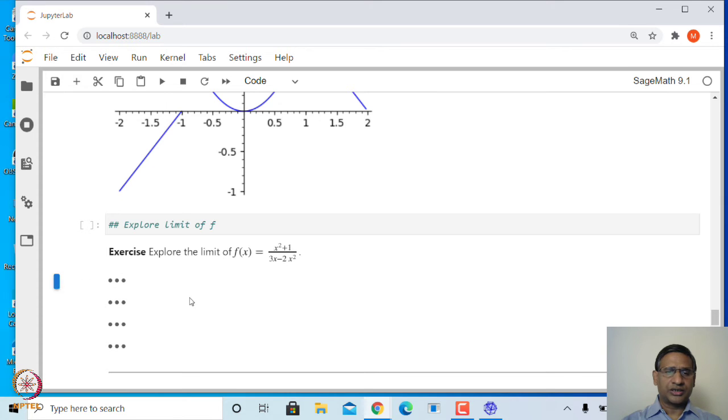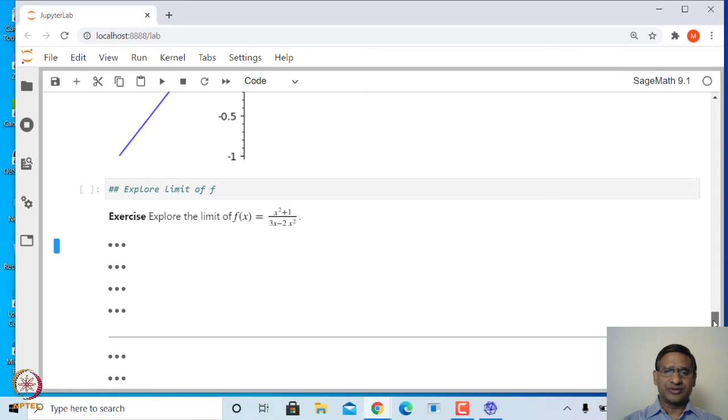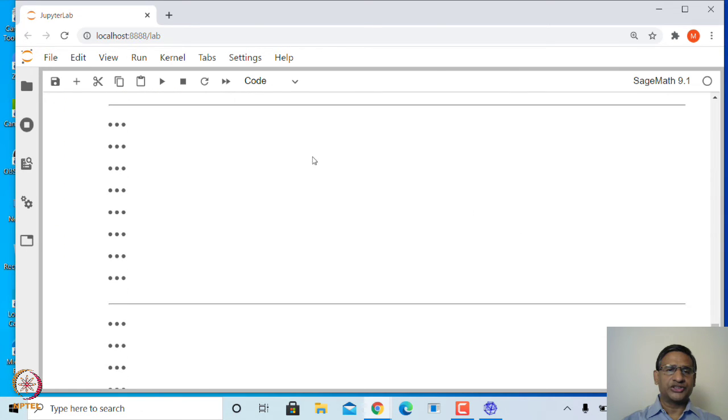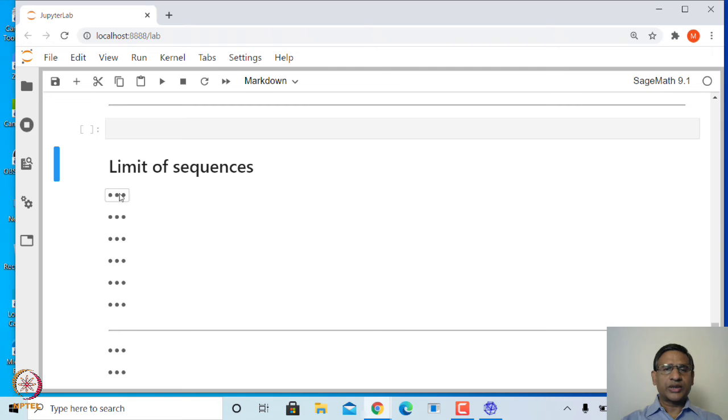So, let me not get into these things. Let me move to the next example. This is very easy. I am sure all of you can get it quite easily. Let us look at how to find the limit of a sequence.